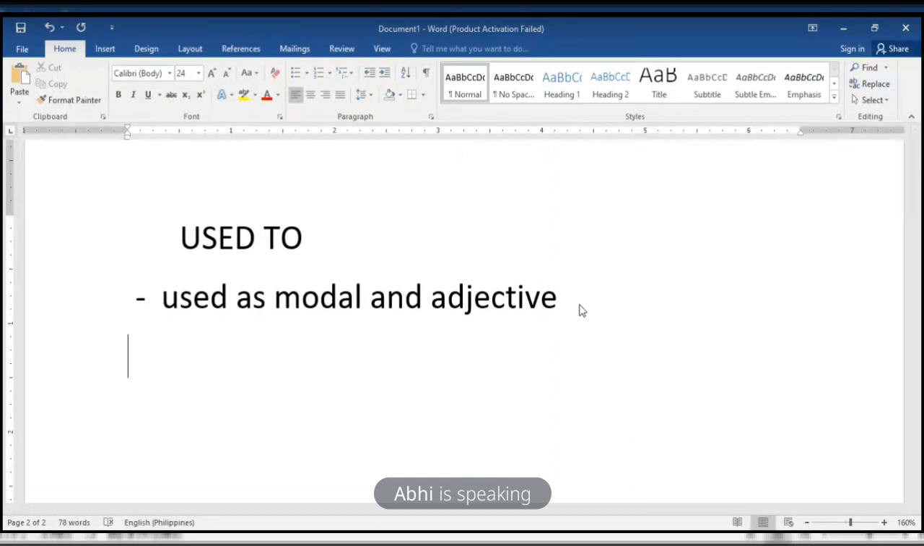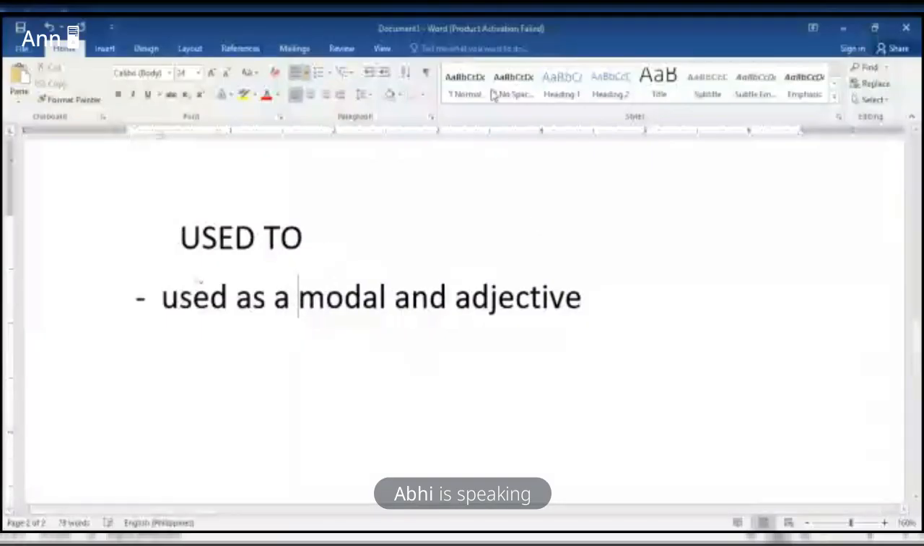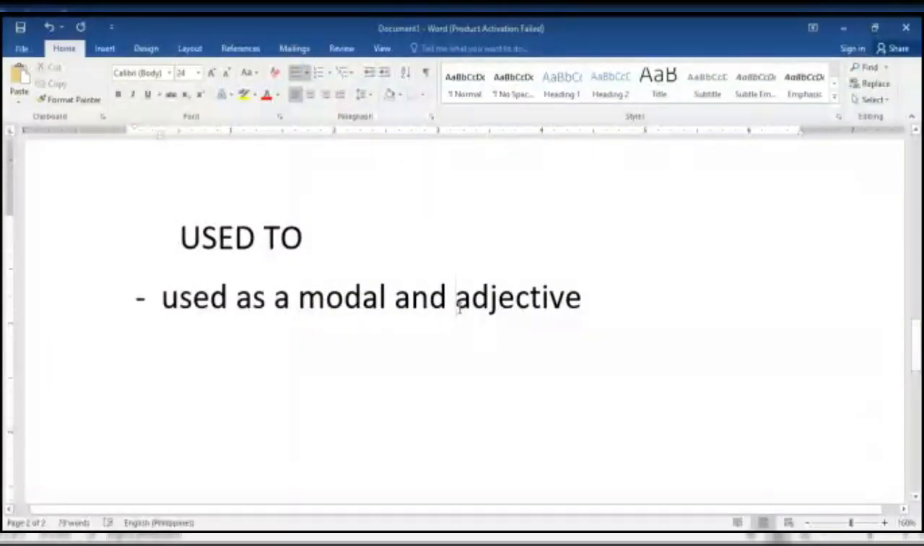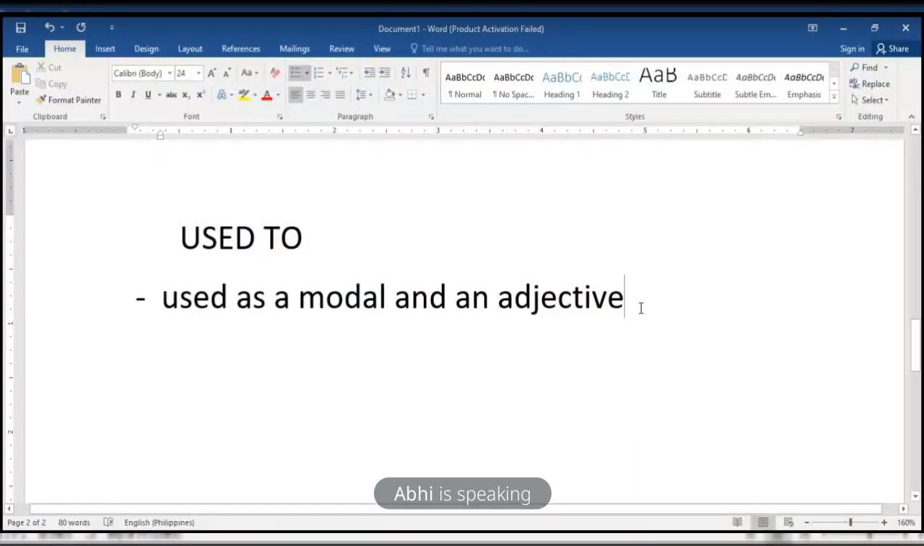But when we use used to as an adjective, there should be a be-verb before used to, and after that there should be a noun or gerund. A gerund is also a form of noun, which is V1 plus ing, or V4, you can say. When we use used to as an adjective, it talks about addiction or habit.